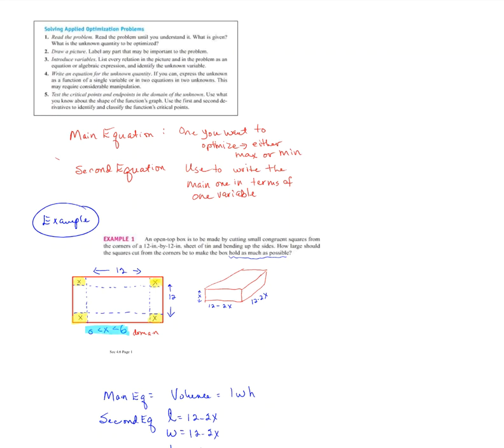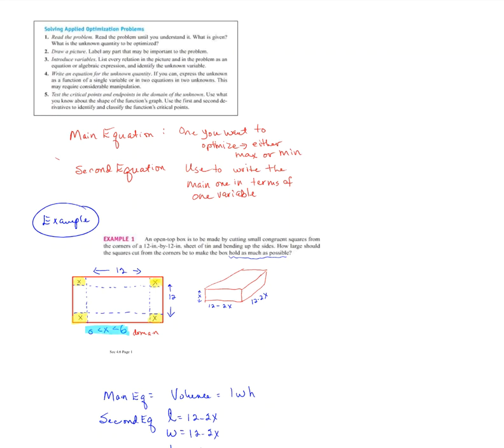This little strategy box: read the problem, read it till you understand it. That just kind of makes sense. What is the unknown quantity to be optimized? We're talking max or min. Draw a picture, label anything that's important, introduce variables, write an equation for the unknown quantity. If you can, express it as a function of a single variable or two equations and two unknowns. That may require considerable manipulation.